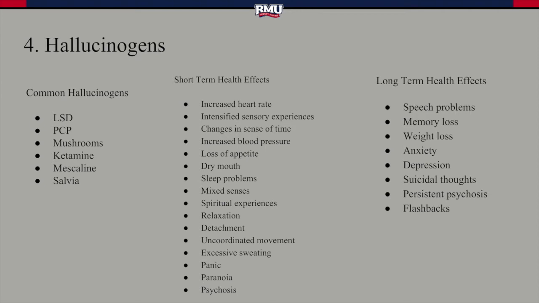Hallucinogens temporarily disrupt communication between brain chemical systems throughout the brain and spinal cord. Hallucinogens interfere with the serotonin in the brain, which regulates mood, sensory perception, sleep, hunger, body temperature, sexual behavior, and muscle control. Commonly known hallucinogens are LSD, PCP, mushrooms, ketamine, mescaline, and salvia.